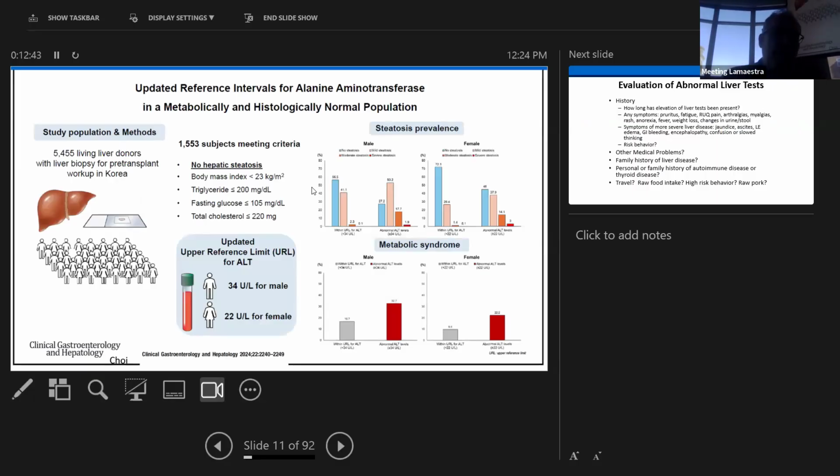This is a very complicated slide on how they figured out this 22 and 34 for healthy ALT, because the people that were included in the healthy group had a healthy body mass index, normal triglycerides, normal glucose, normal cholesterol, and these were people who ended up getting liver biopsies to show they had no liver disease because they were going in to donate their liver for liver transplant, or part of their liver.